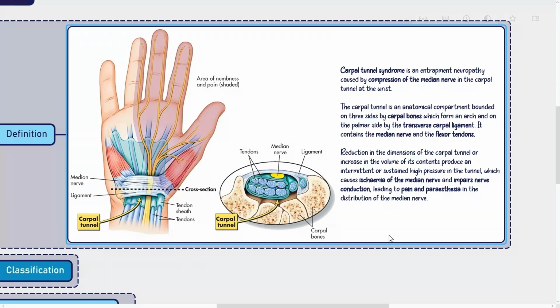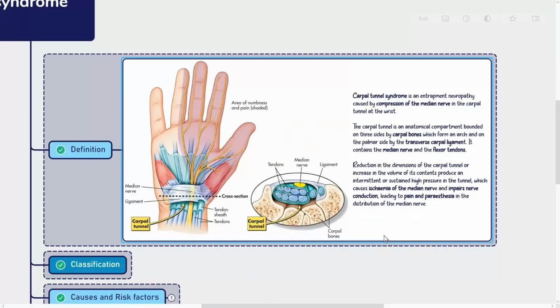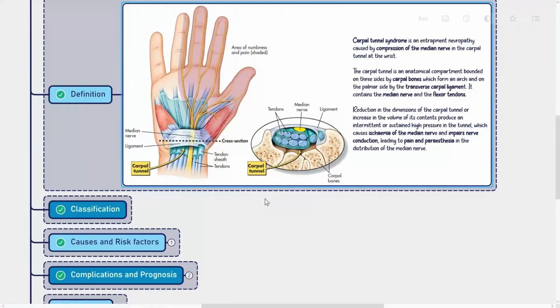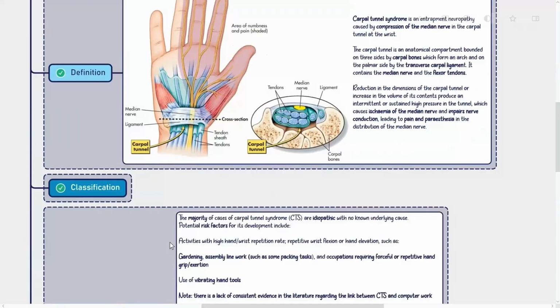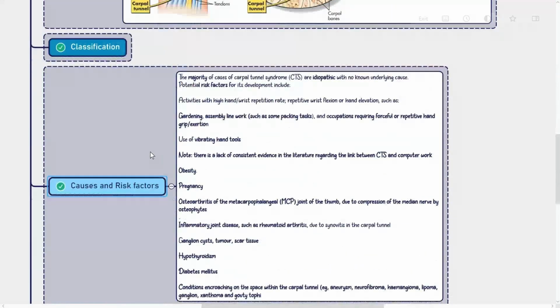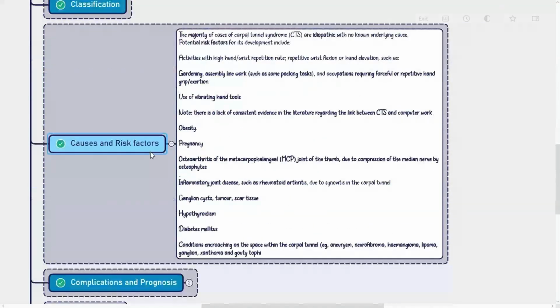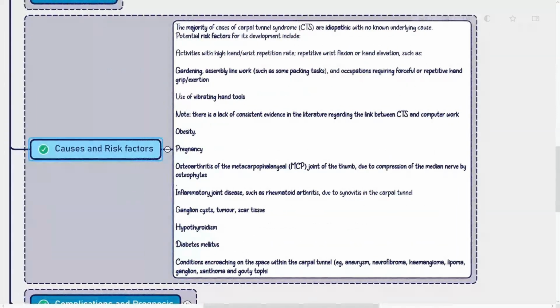Reduction in the dimensions of the carpal tunnel or increase in the volume of its contents produce an intermittent or sustained high pressure in the tunnel, which causes ischemia of the median nerve and impairs nerve conduction, leading to pain and paresthesia in the distribution of the median nerve. The majority of cases of carpal tunnel syndrome are idiopathic, with no known underlying cause.